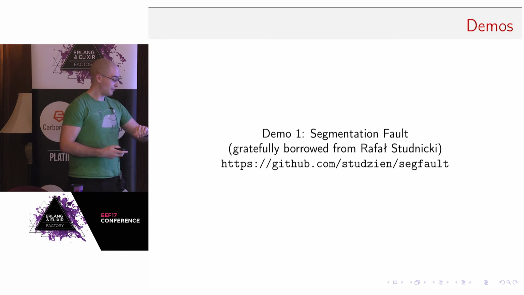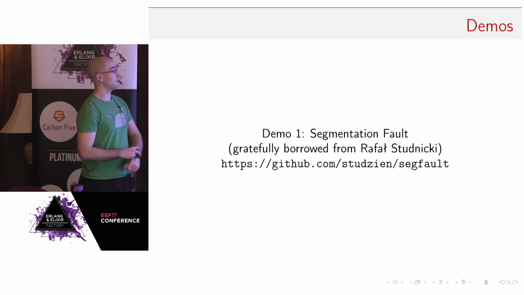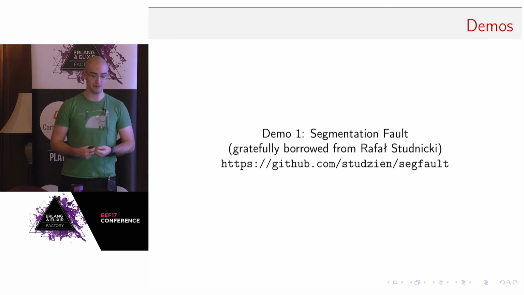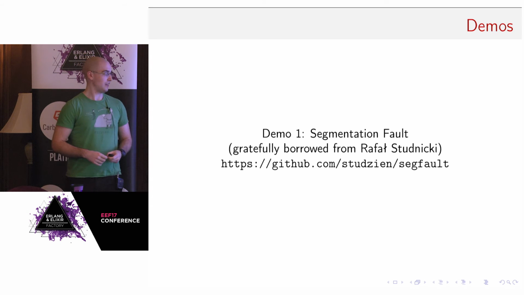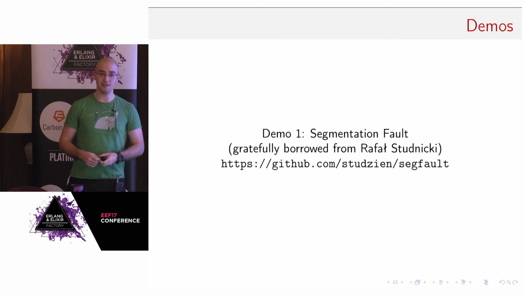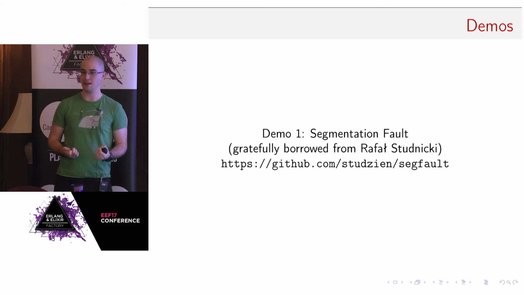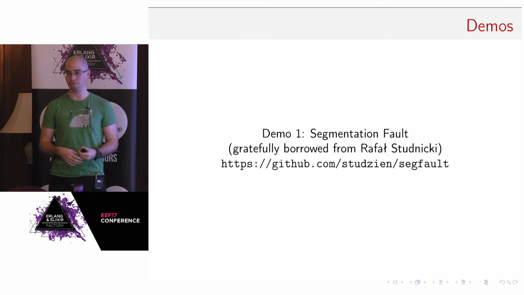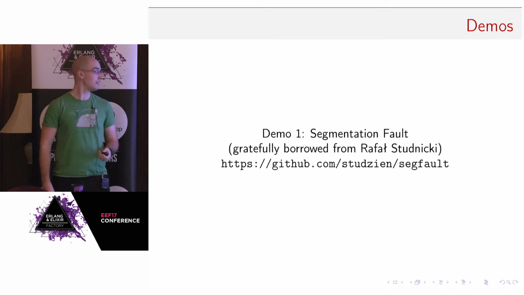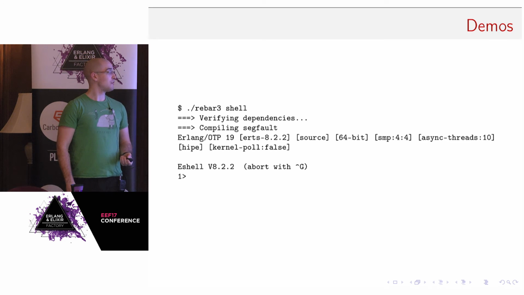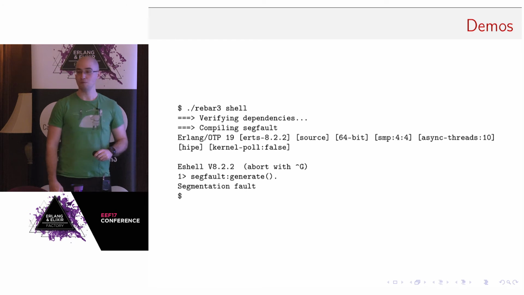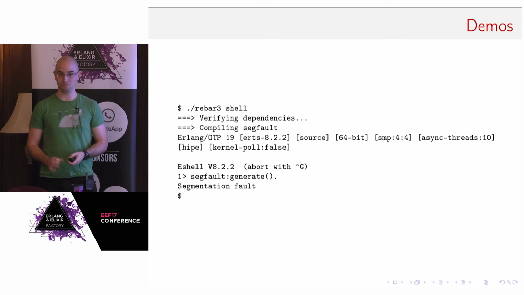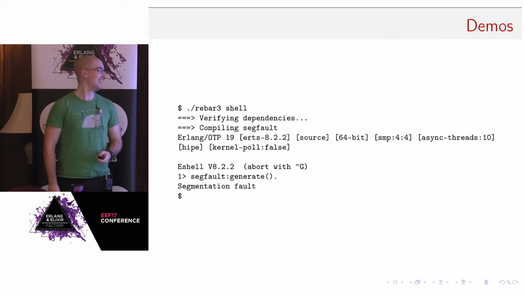And after that, we have just a couple of other demos. This one is borrowed from Rafał, who works in Poland at Erlang Solutions. This segfault library is basically the smallest NIF that I could find that will take down the VM basically instantly. So if we run rebar shell and we run this segfault generate function, we get a segfault. It is really good at breaking.